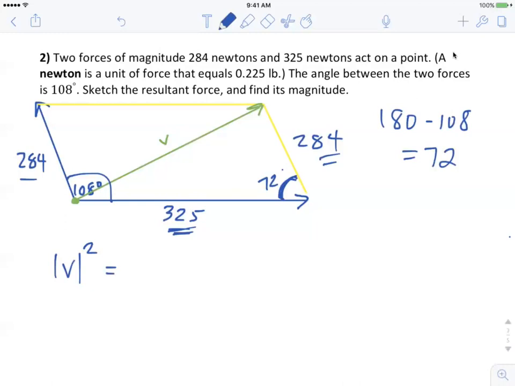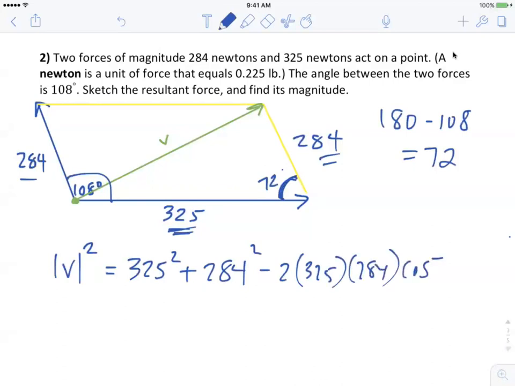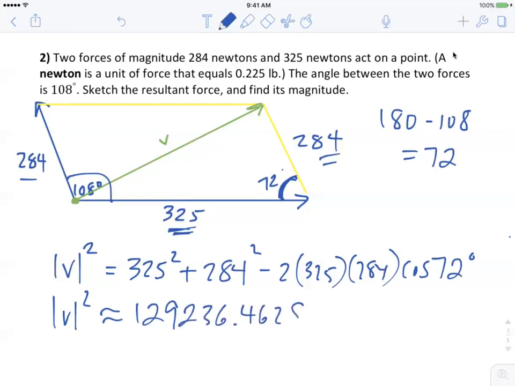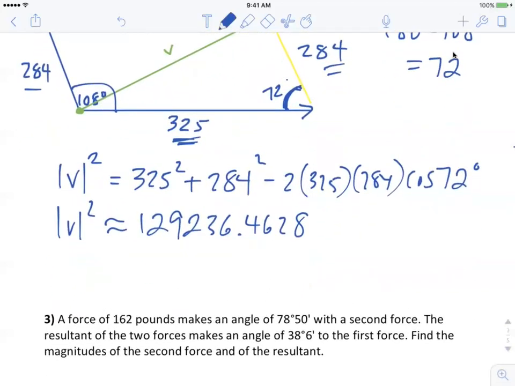I'm going to have v squared equal to each of those sides squared, minus 2 times each of those sides, times the cosine of that angle that's between the two sides. All right. Calculating that out, that's about 129,236 point, whatever. Okay, so that's the V, that's the magnitude squared.